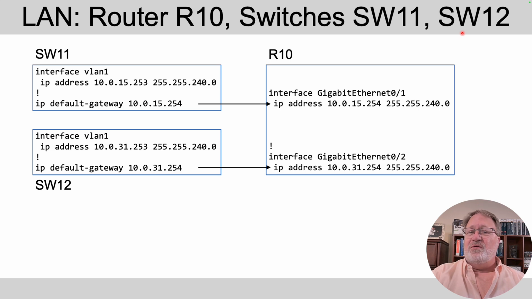All right, so focusing on R10 first, it's got those 2 interfaces. The upper interface was gig 0/1, the lower one gig 0/2. And on the upper interface, it has an IP address from the numerically lowest subnet, but it's the highest address in the subnet.